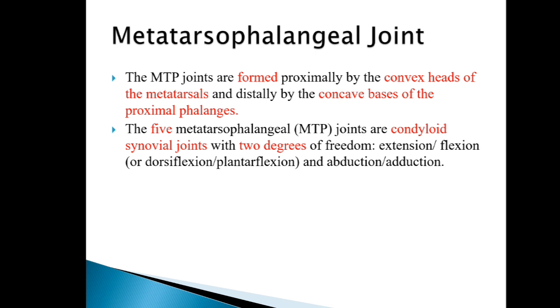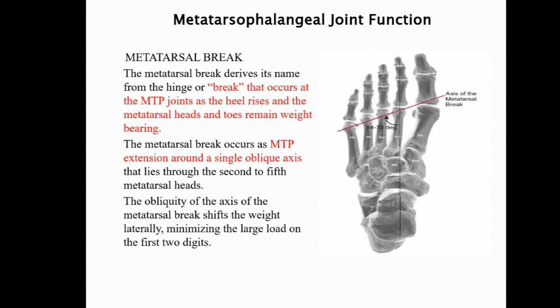Metatarsophalangeal joints. These joints are formed proximally by the convex head of the metatarsal and distally by the concave base of the proximal phalanx. The five joints are condyloid with two degrees of freedom: extension and flexion, or we can say dorsiflexion and plantarflexion, and abduction and adduction. Metatarsophalangeal joint function: MTP extension occurs around a single oblique axis through the second to fifth metatarsal heads. It also shifts the weight laterally, maximizing the load on the first two digits.